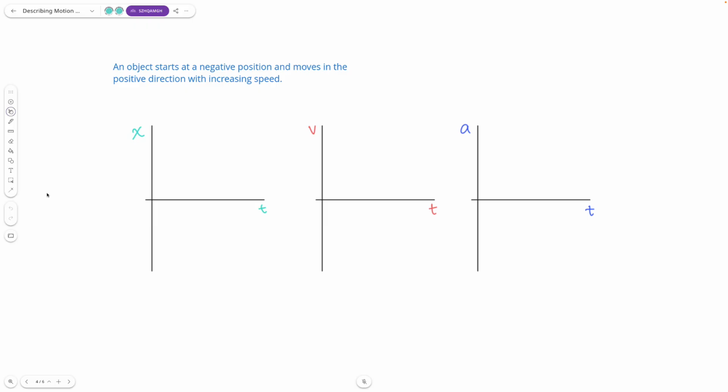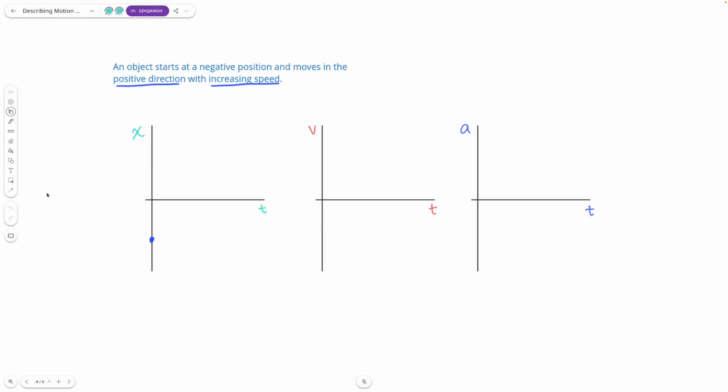So let's get into some examples here where we're using a description of motion to help us draw these matching kinematics graphs. First we have an object that starts at a negative position and moves in the positive direction at increasing speed. Knowing that we have a negative position to start means that on our position versus time graph, we have a negative y-intercept. If we're moving in the positive direction, that means our position versus time graph has a positive slope. And the fact that we have increasing speed means that we have a slope that is getting steeper over time.